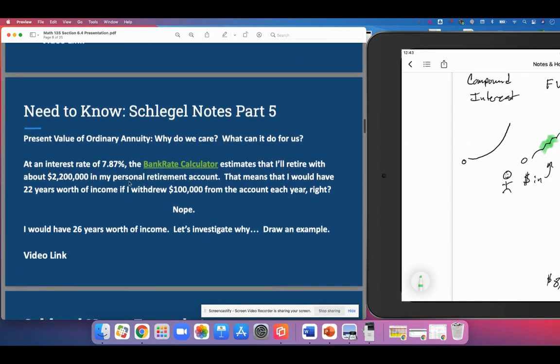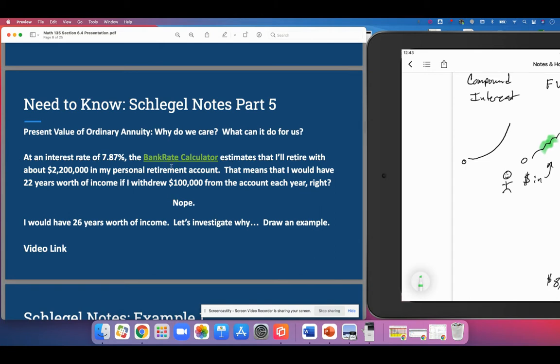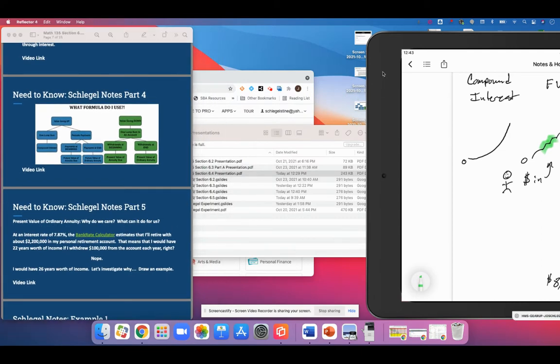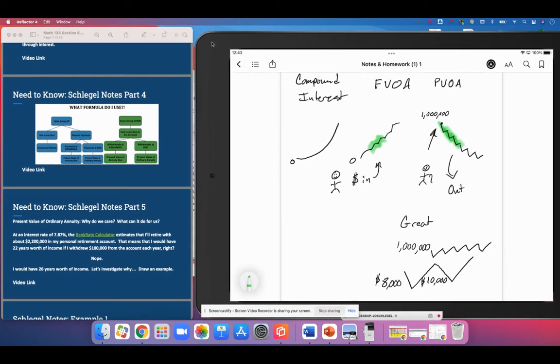So let's move on to what you will see as being Schlegel Notes Part 4. Again, I have adjusted my little presentation here since I made that. Present value of ordinary, present value of an annuity due. Why do we care? And how is this helpful to us?